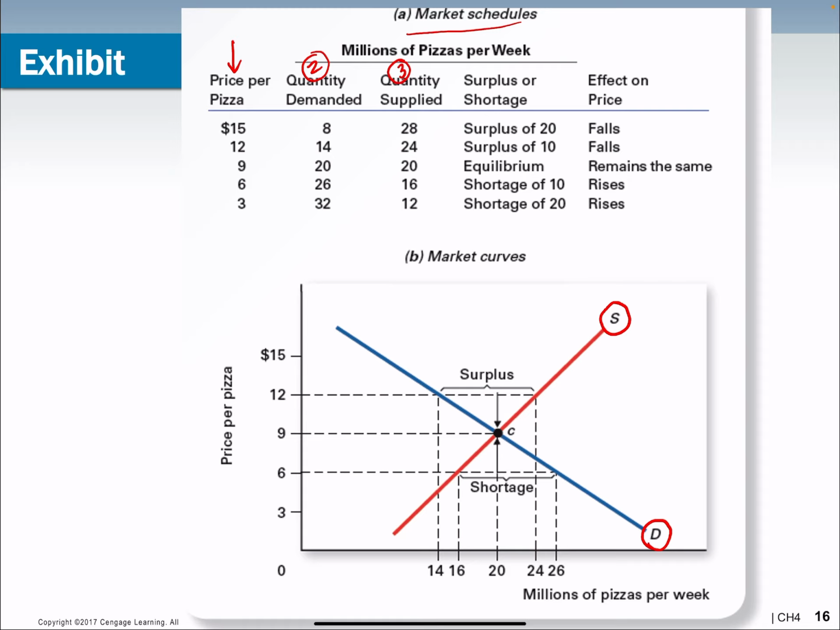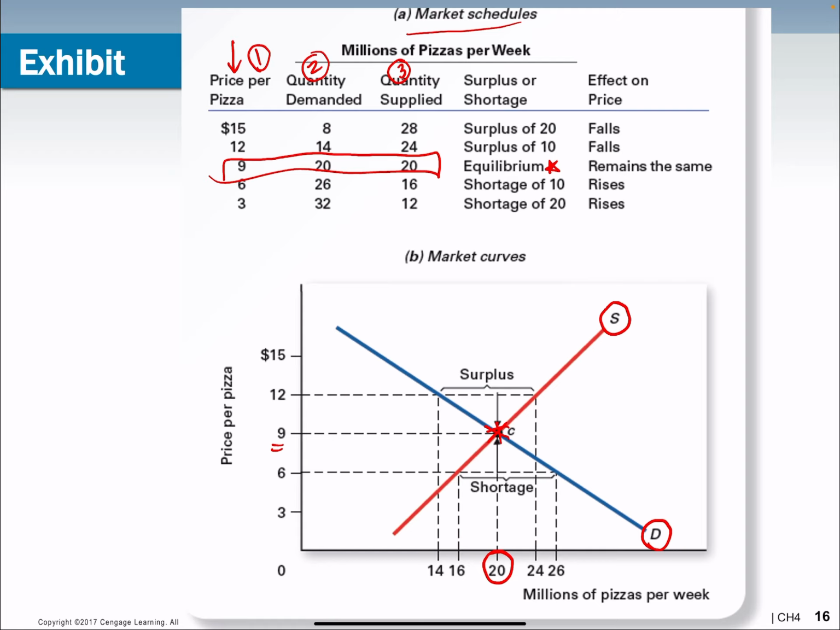Hopefully you can find equilibrium two different ways. If you look at the market schedule, you're just looking for the price in column 1 where the quantities in columns 2 and 3 are equal. Hopefully you see that that's right here. At a price of $9, we would have a quantity of 20 million pizzas per week. Also, we could look at our graph and look at that price of $9. I know that that's my equilibrium because, again, X marks the spot, right? At that price and only that price, our quantity demanded and quantity supplied exactly equal. So that is our equilibrium.